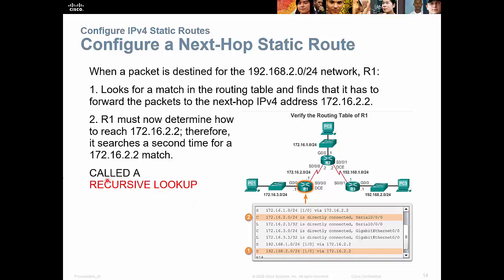So it does that recursive lookup. It knows that it needs to get here, and it knows it can get there through this address, but it doesn't know what interface to go out on. So it does a recursive lookup through its table, and it sees, oh, I can get to the 2 network by a directly connected route on serial 0/0/0. So it knows now I'm going to send this out serial 0/0/0.